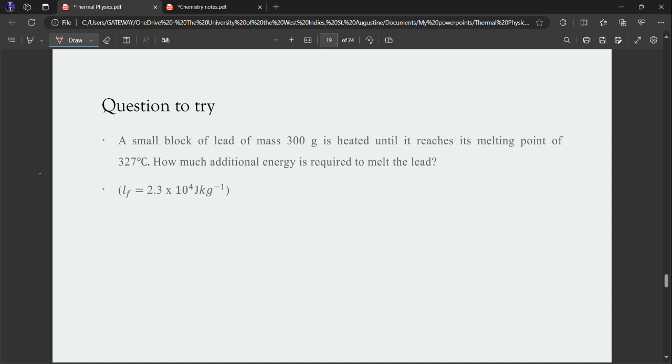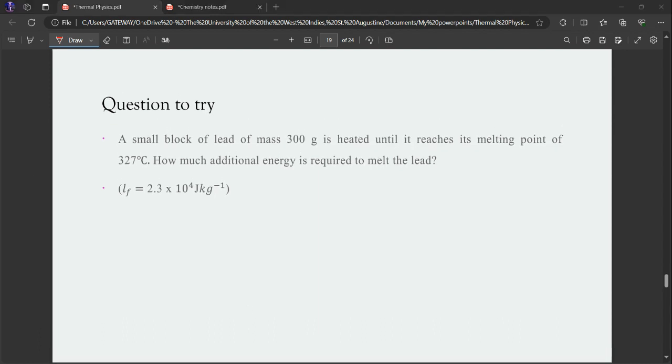So we have a little question here to try. Alright, so we have a small block of lead of mass 300 gram heated until its melting point of 327 degrees Celsius. So that is the melting point. So we have a change in state over here at this temperature. So how much additional energy is required to melt? Well, we know it is melting at this temperature, 327 degrees.